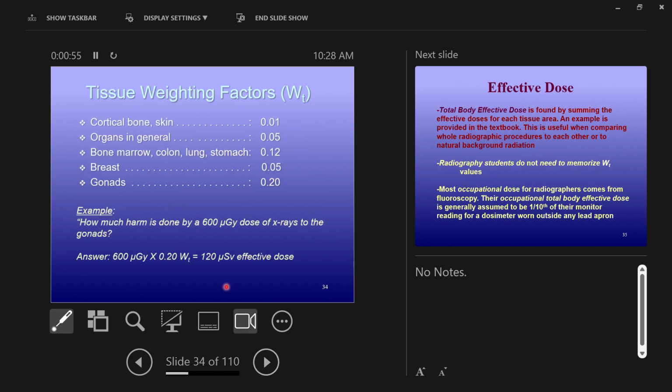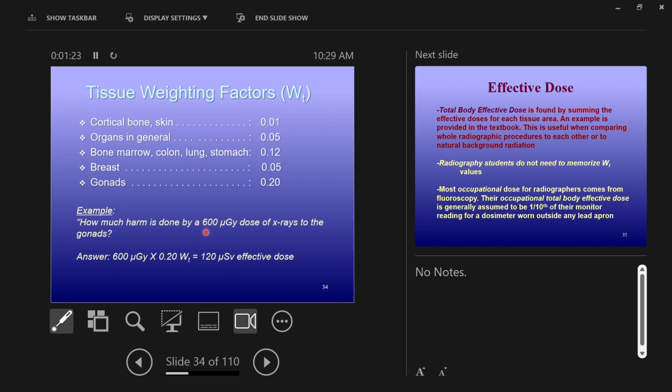So it's a 1-to-1. If they got 600 micrograys of absorbed dose in X-rays, what's their dose equivalent? 600 what? Not 600 micrograys. 600 microsieverts. It's a 1-to-1 relationship, but the unit is different. The unit used to express dose equivalent is different than the unit used to express absorbed dose. The only reason they're the same, 600 micrograys and 600 microsieverts, is because we're talking about X-rays.